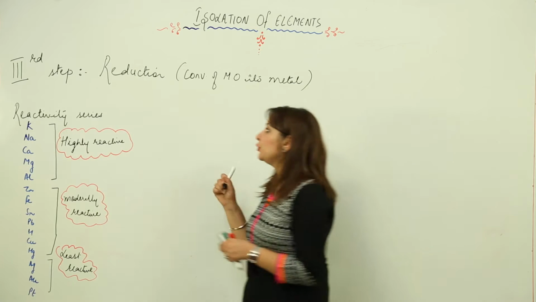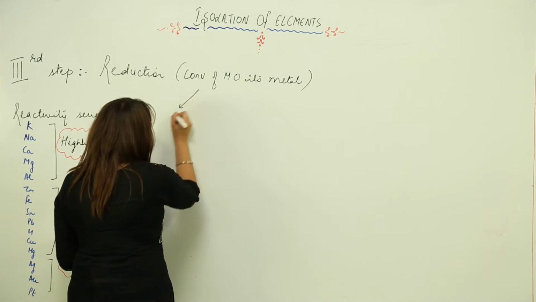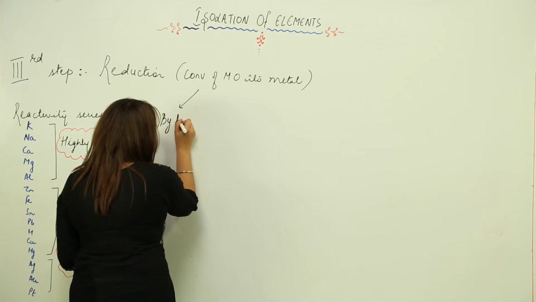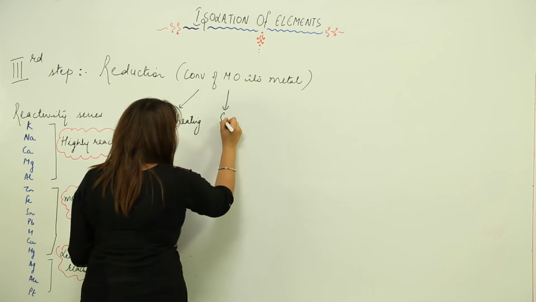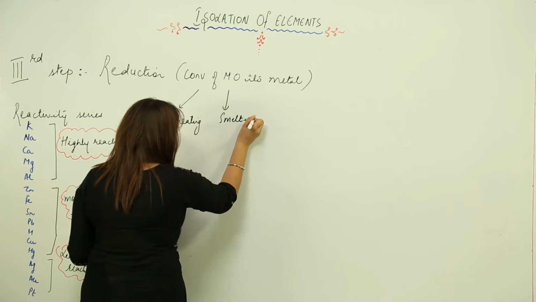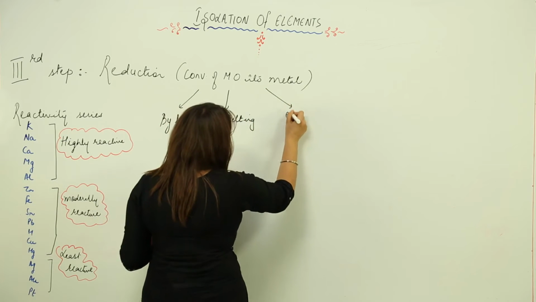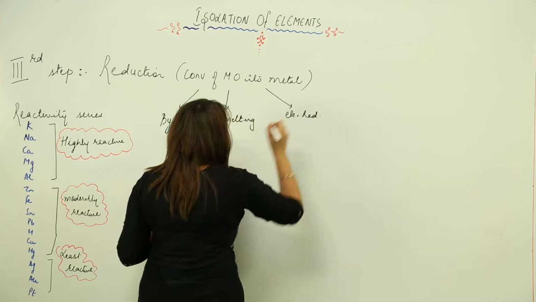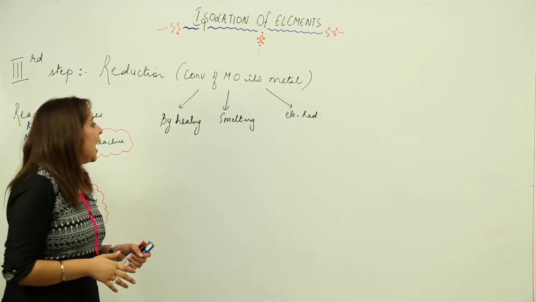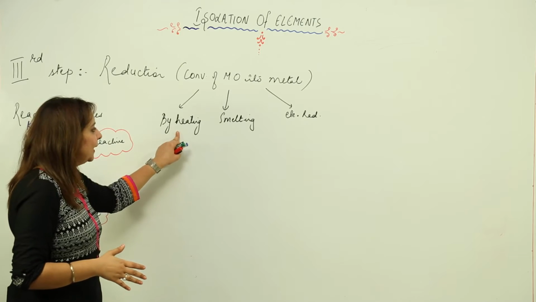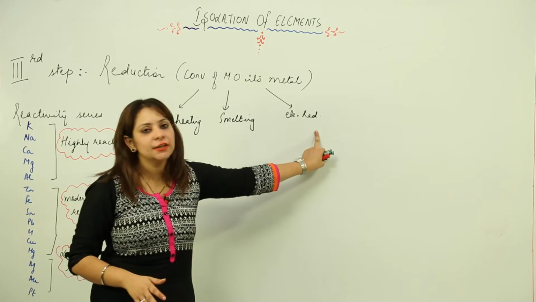So we have three kinds of reduction methods. First is by heating, second is smelting, and third is electrolytic reduction. So we employ these three methods to separate oxygen and metal. And what are those three methods? By heating, smelting and electrolytic reduction.